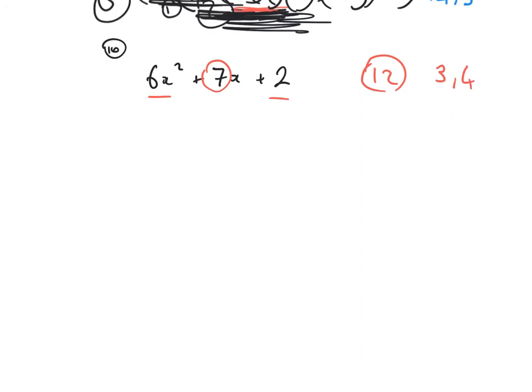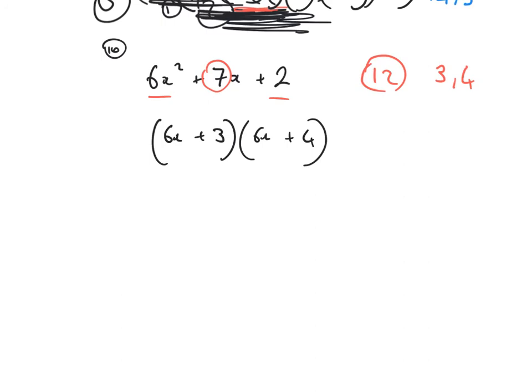Example 10. This time let's go for 6x squared plus 7x plus 2. 6 times 2 is 12. Two numbers that multiply to give 12 and add together to give 7, that's 3 and 4. Plus 3 plus 4, drop 6x in here and 6x in here.